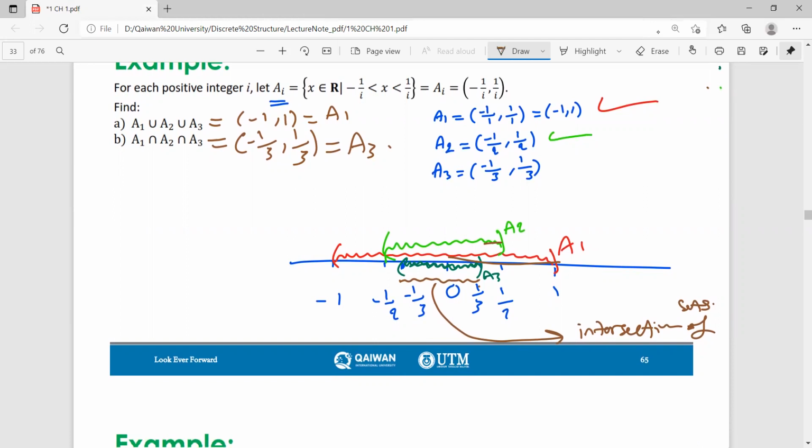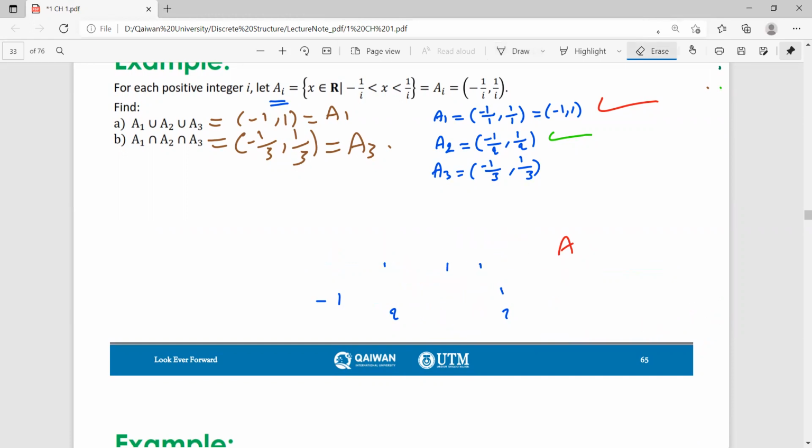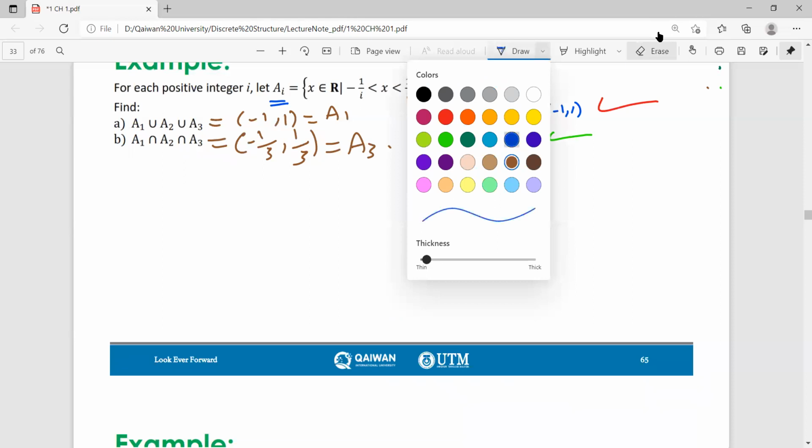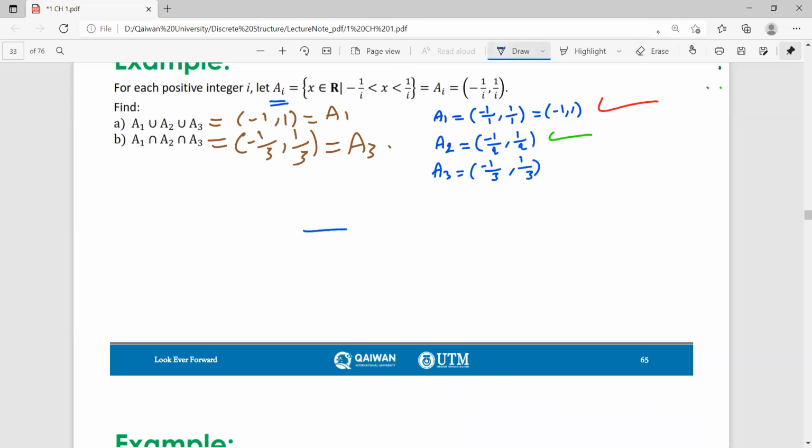Let me explain here better. So let me clean this. And I'm going to draw each interval on a real line, on different real lines. For A1, this is 0, from -1 to 1. This is A1. This area from -1 to 1 is A1.